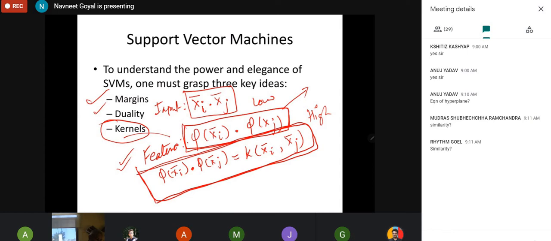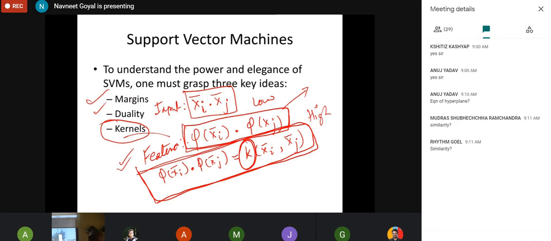that there exists a function. Please, there's a lot of background noise. Please mute your mics. And then when you have to ask a question, then only please unmute yourself.